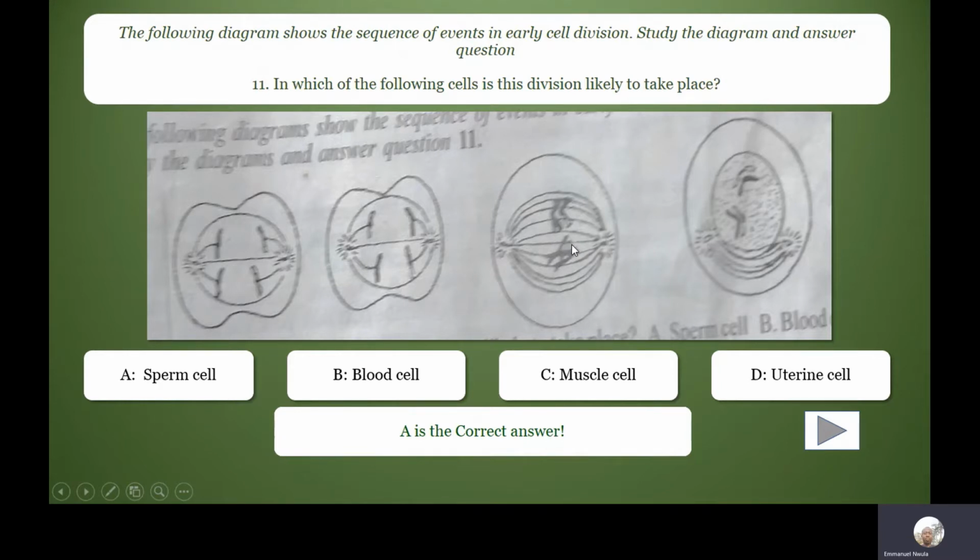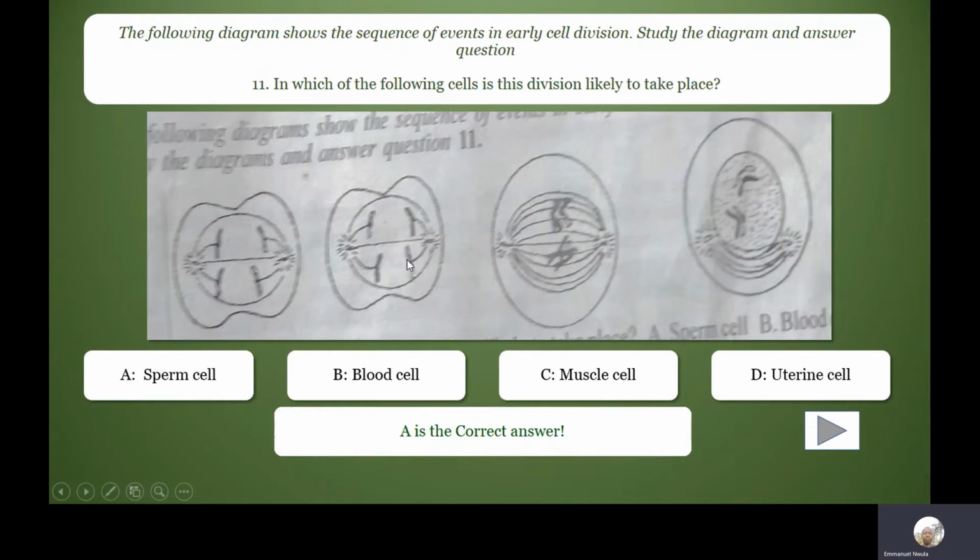If you look at the diagram, you see that chromosomes are separating at the anaphase stage. First of all, you see chromosomes here at the equator, at the center of the cell, at the metaphase stage, and then the chromosomes separate at the anaphase stage. It is in meiosis that chromosomes separate at the anaphase stage.